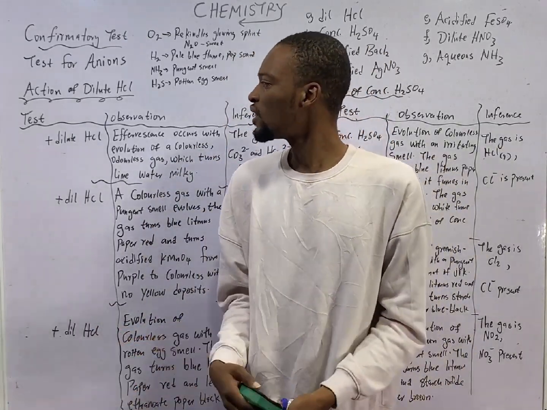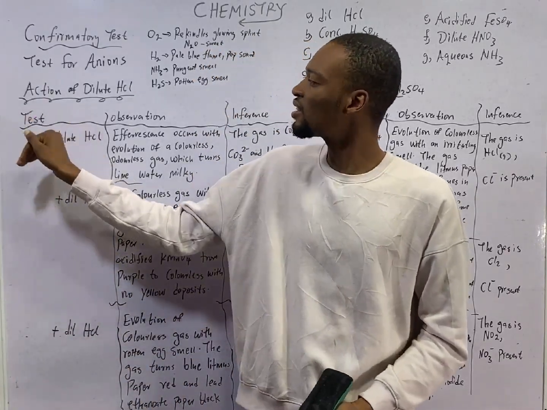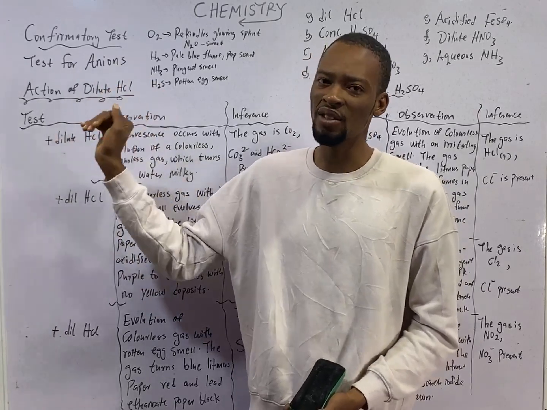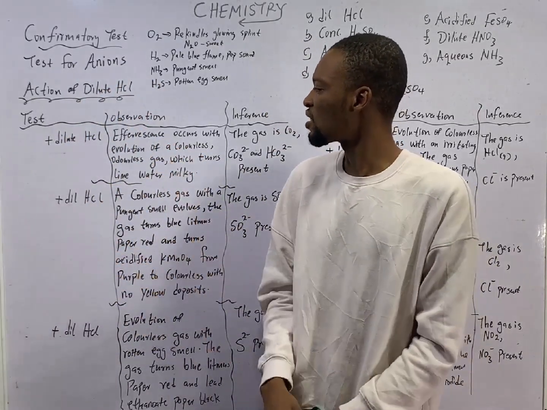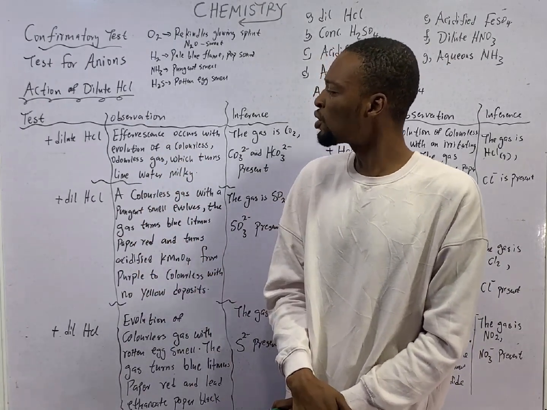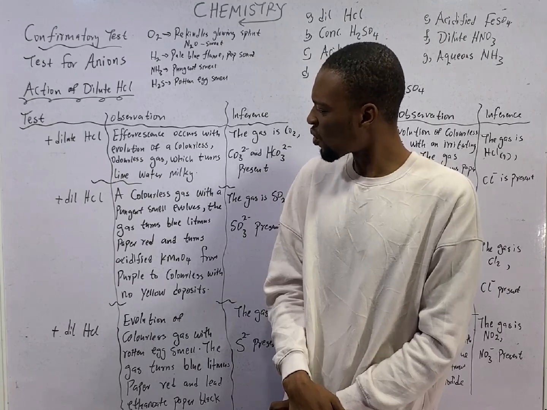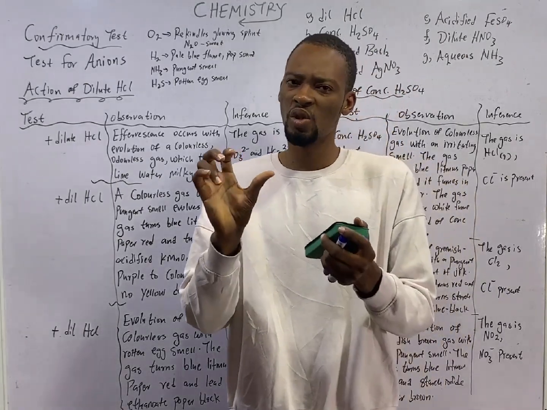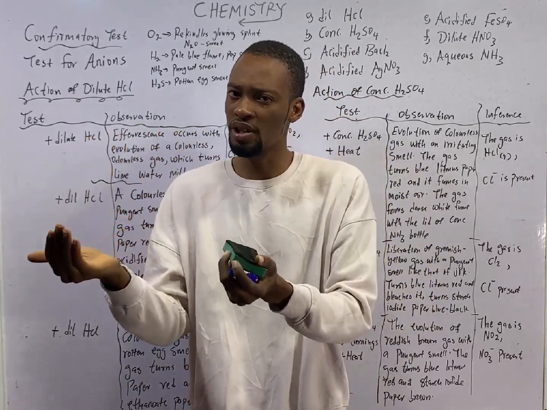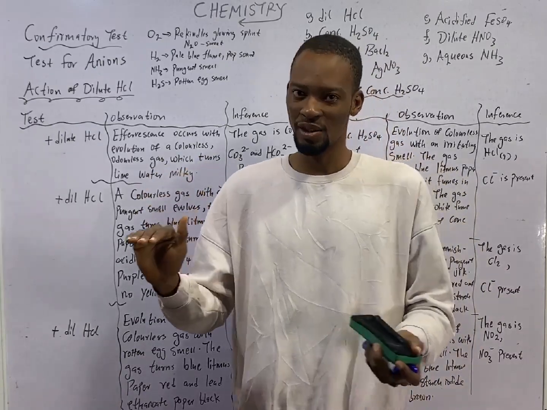For example, they will tell you that dilute hydrochloric acid is added to a solid, to a solution, or to an ion, or to whatever. Then, effervescence occurs with the evolution of a colorless, odorless gas which turns lime water milky. You see the keyword, turns lime water milky. So what gas is that, and what ion do you think is present?